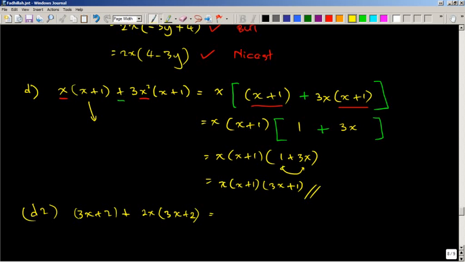Resolve the 3x plus 2 bracket again. 2x. Baca sekali lagi. Bracket 3x plus 2 bracket 2x plus 1. 3x plus 2 bracket, kemudian bracket 2x plus 1. 2x plus 1. Yeah. Betul macam ni?